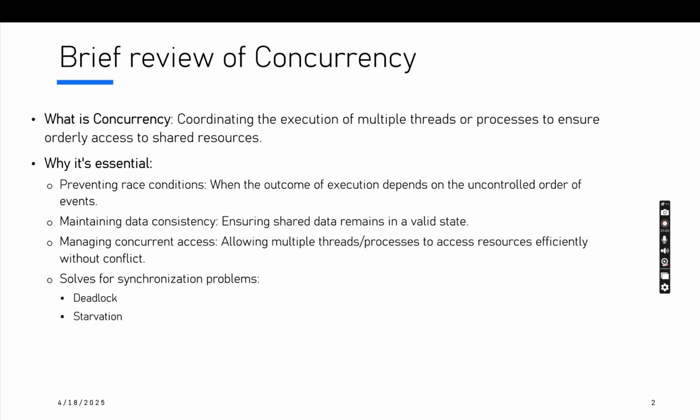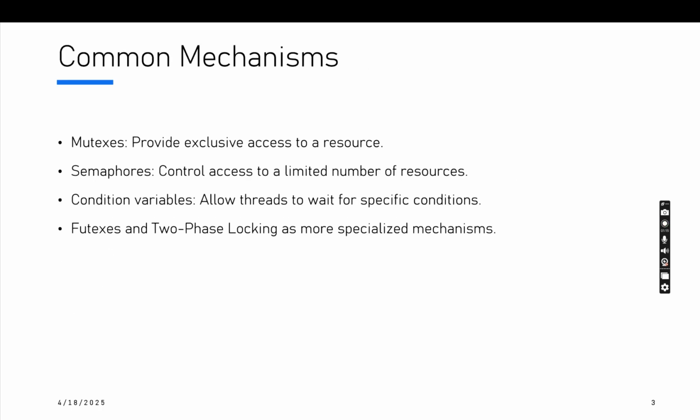Other areas where concurrency helps is also in solving synchronization problems, which include deadlocking or starvation. Some of the more common mechanisms that we've explored throughout our class are mutexes, semaphores, and condition variables. And then today I'll just be going over futexes and two-phase locking.